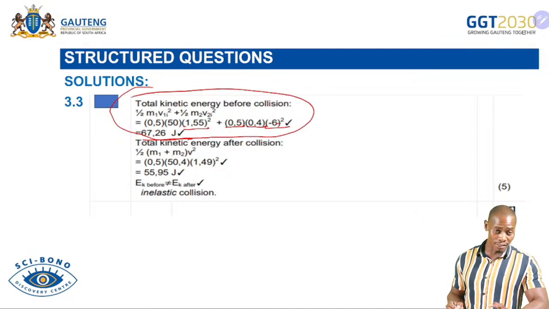So the objects are moving as one after collision. So we combine the masses.